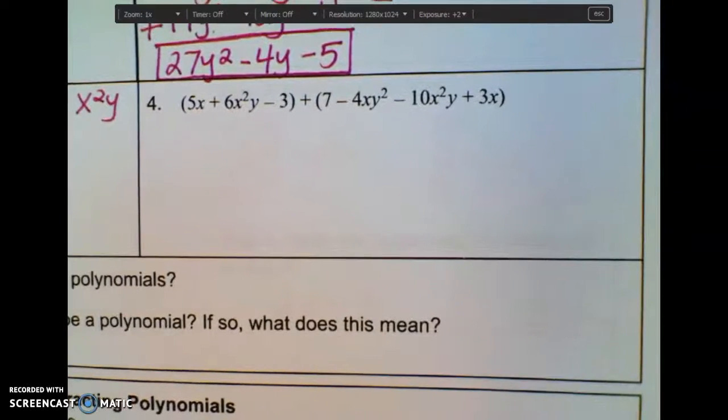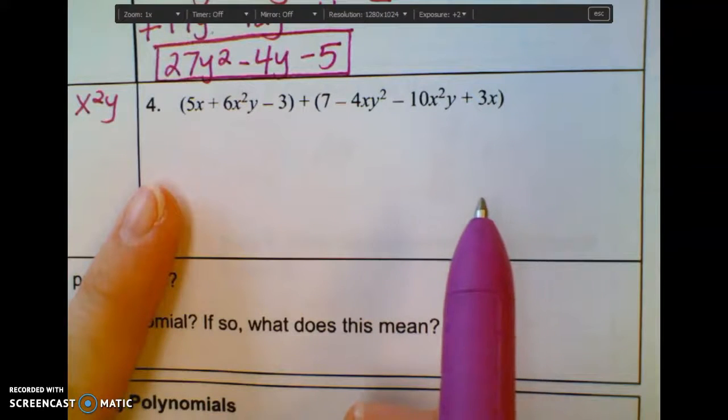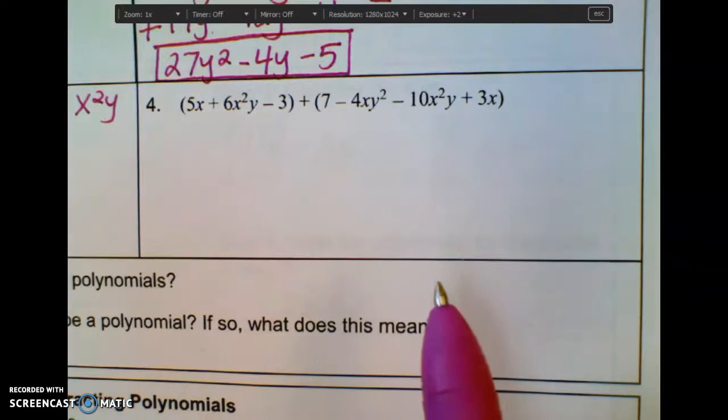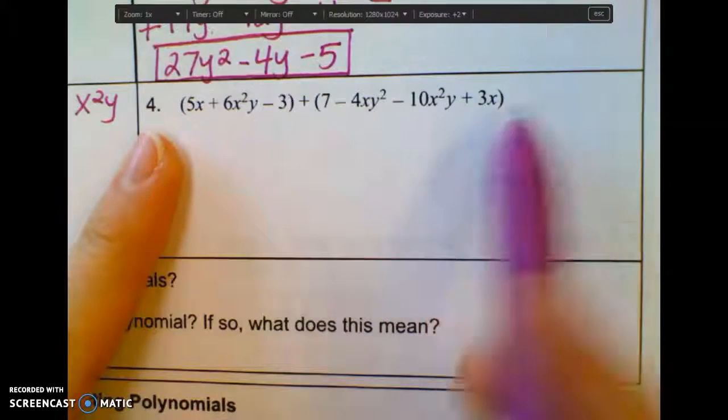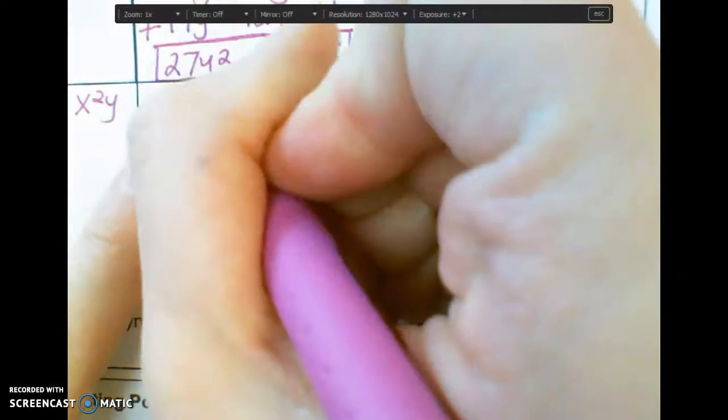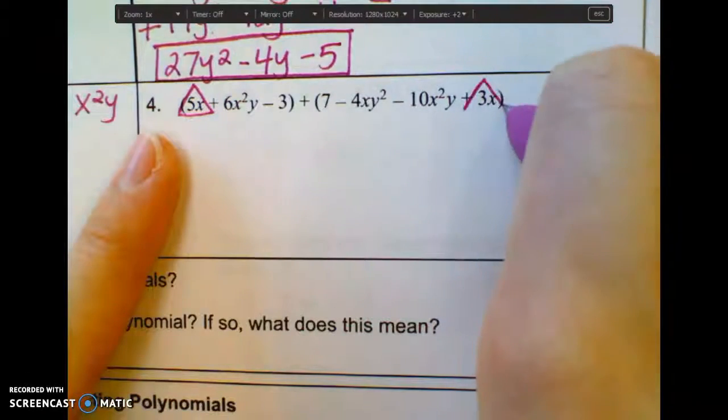Let's look at number 4. No matter what method you use, you should get the same answer. So I'm going to use the horizontal method again. 5x, does that have any like terms? Yes, it has the 3x. So I'm going to put a triangle around them because they're like terms.